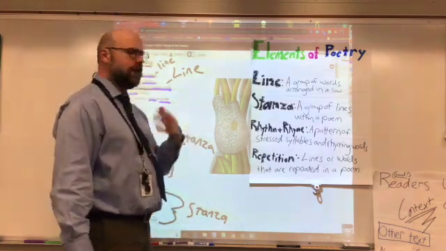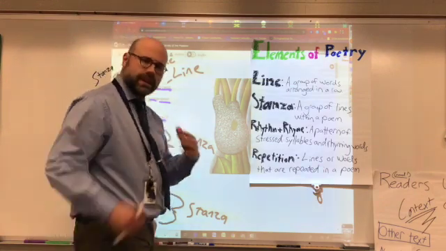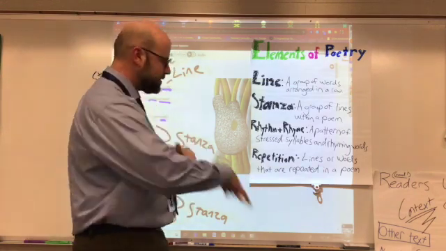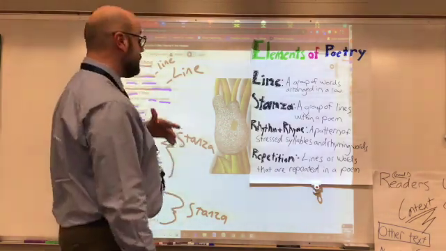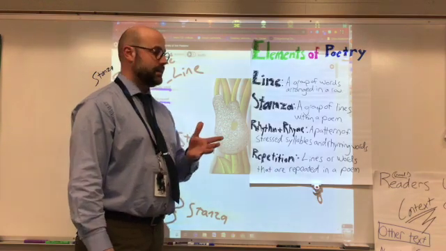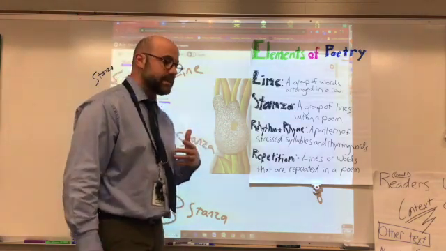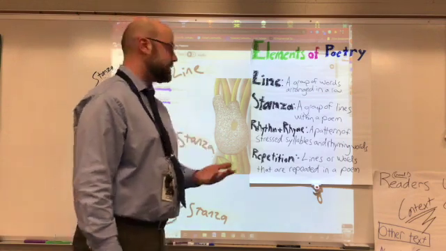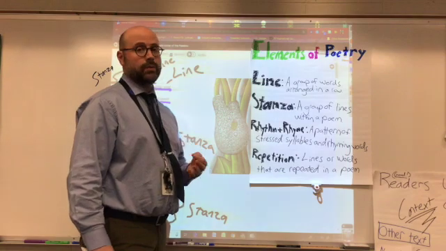Then rhythm and rhyme. Remember, rhythm is just how you read it. You gotta flow along with what the author is, you gotta spit it out. It's like rapping. There's rhymes, okay? Not every poem will rhyme. And like I said in the lesson yesterday, a lot of poems do rhyme. And it's a common misconception that to be a poem, it has to rhyme.